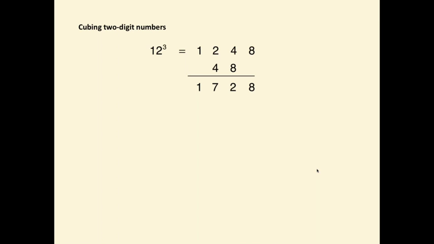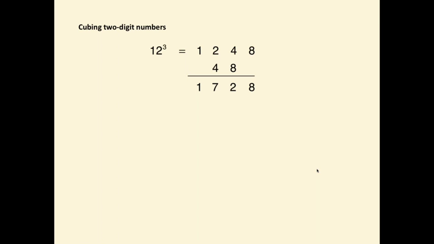The method then tells us to double the inner two numbers, so we get 4 and 8, and then simply add up what we have. And the result is 1728. This method works for all two-digit numbers when cubing. But why does it work? Why use a geometric sequence here?